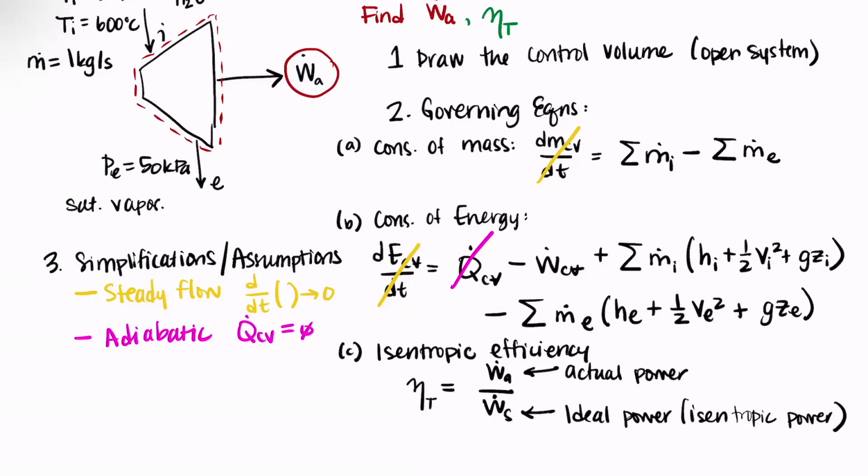Anything else that we would like to assume? Yeah, we're going to neglect kinetic and potential energy. So when we get rid of our kinetic energies, we're going to get rid of these V squared terms in the energy equation. And then when we neglect potential energy, we're going to get rid of the gz terms in the conservation of energy.